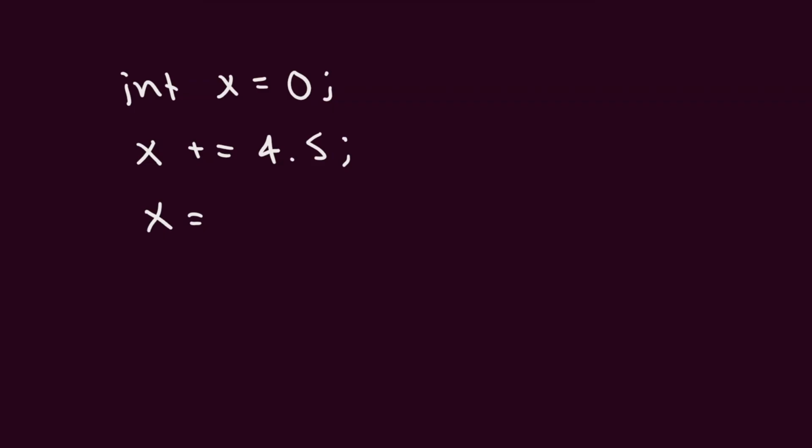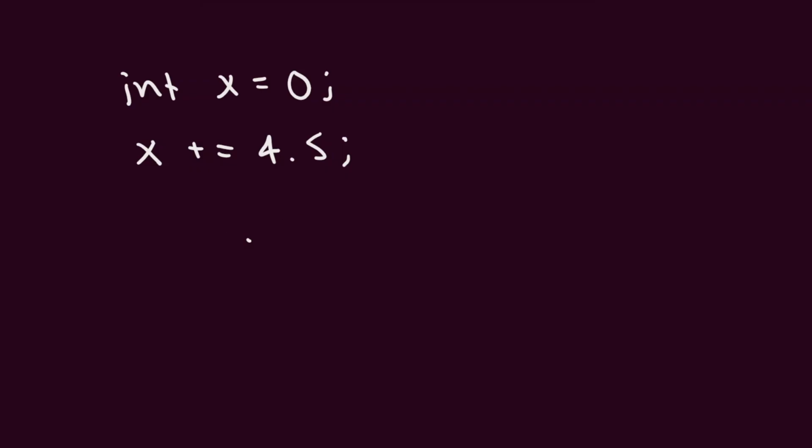So let's work on another one. Say we have int x equals 0. And then we have x plus equals 4.5. Oh, hold on, my pen. And I want it to round down at the end. So pretty much this part, if we were to execute it, we would get 4.5. But instead, I want it to round down into 4.